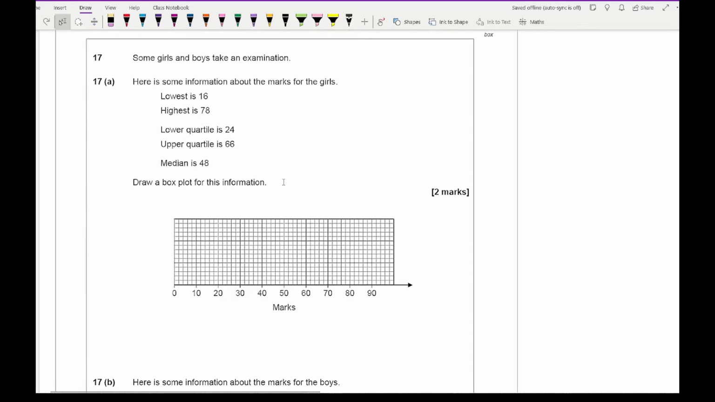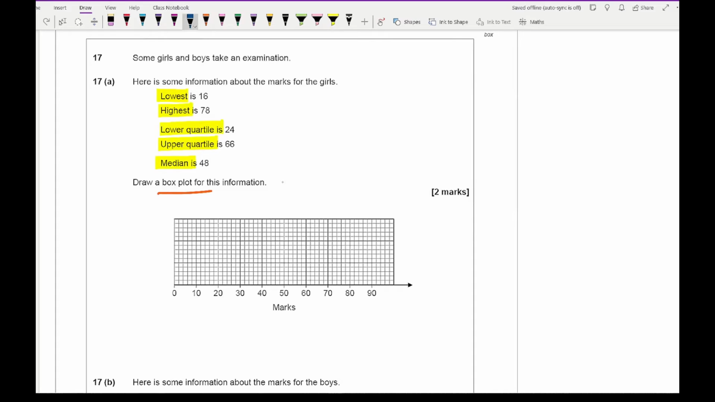Then moving on to question 17, it says some girls and boys take an examination. Here is some information about the marks for the girls, and now the question is asking us to draw a box plot. Now to draw a box plot we need 5 bits of information. We need the lowest point, the highest point, the lower quartile, the upper quartile and the median.